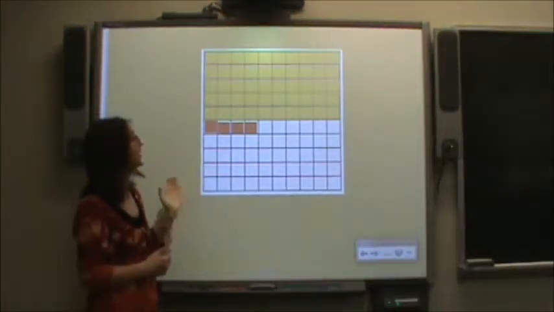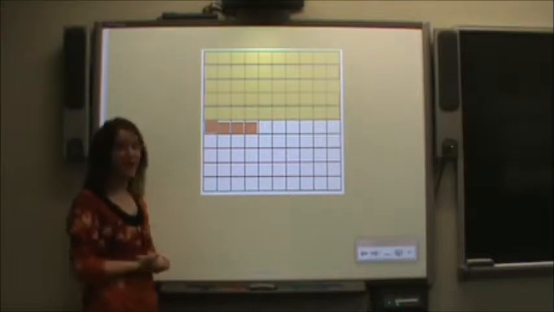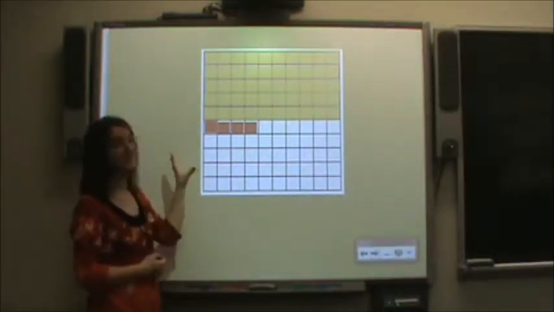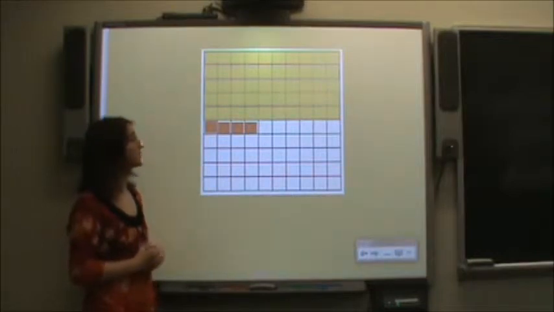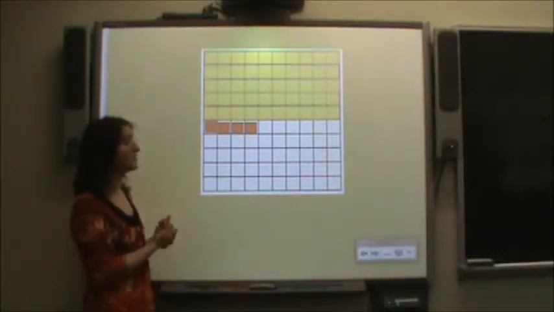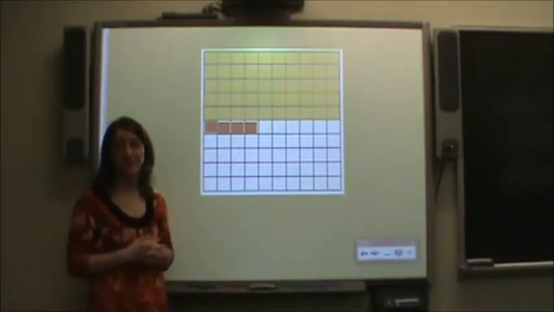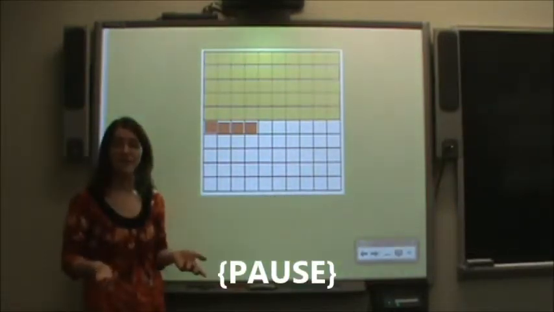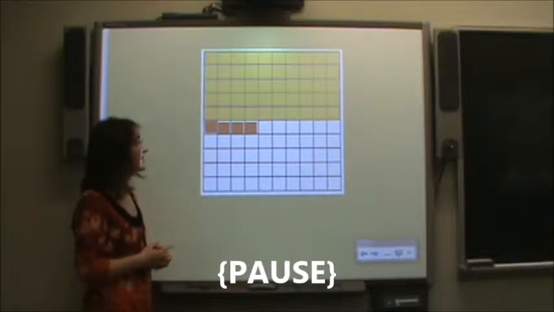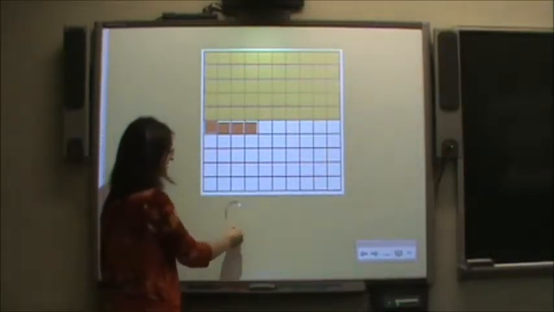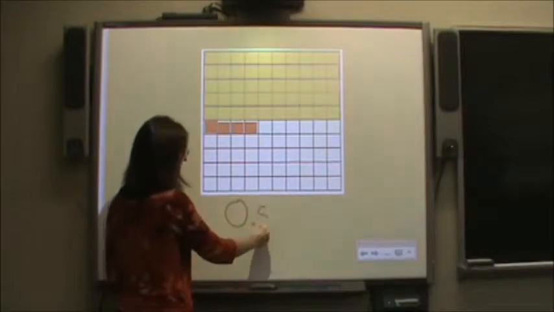So this first one, we are going to write out what decimal of our 1 is covered with blocks. So you have to look at what the tenths are and what the hundredths are, and then put those together to write the decimal. You're going to pause your video and write the decimal for that right now. Hopefully you got 0.54.